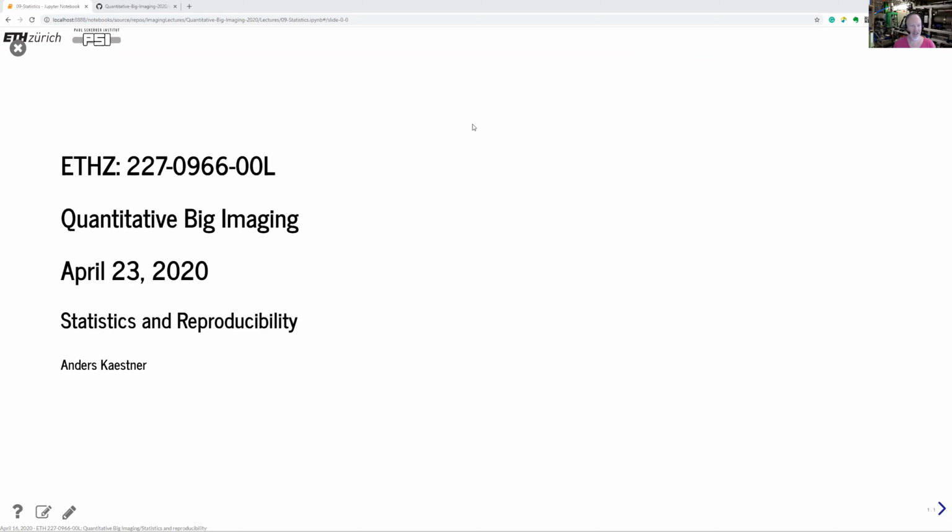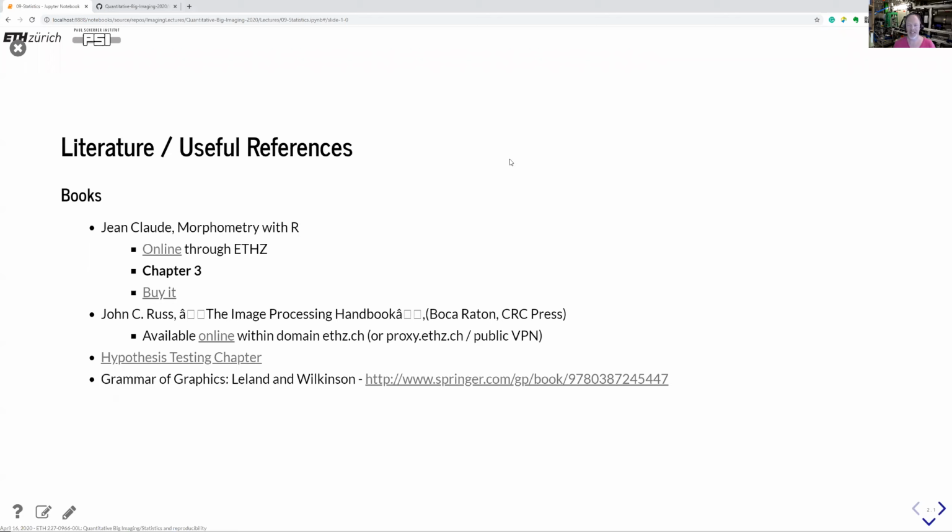Now today I'm going to talk about statistics, reproducibility, and also a little bit of software engineering that is very useful when you do projects like this. So let's see, get things running. So now I'm in the right place.